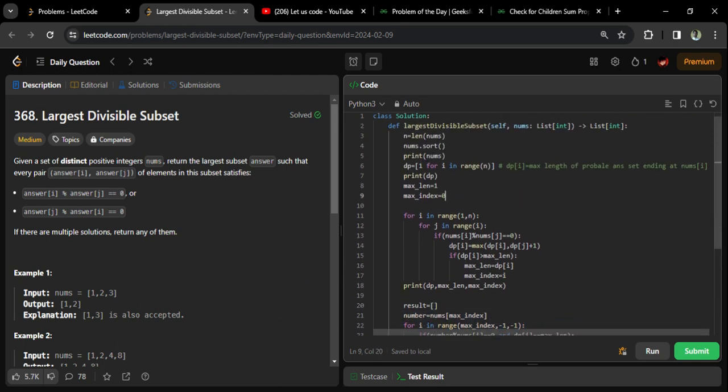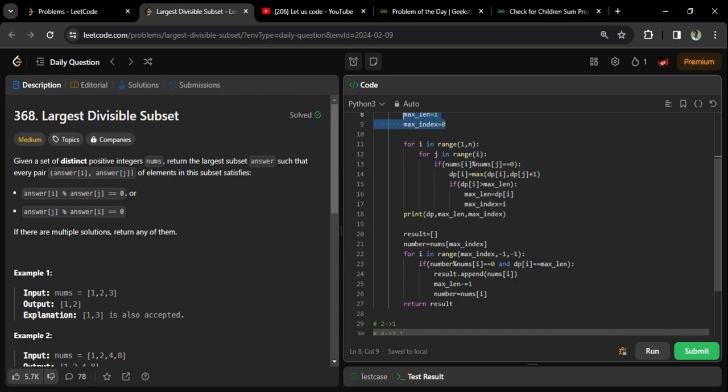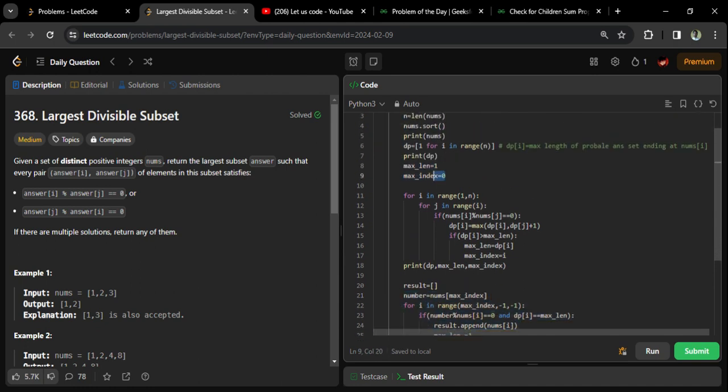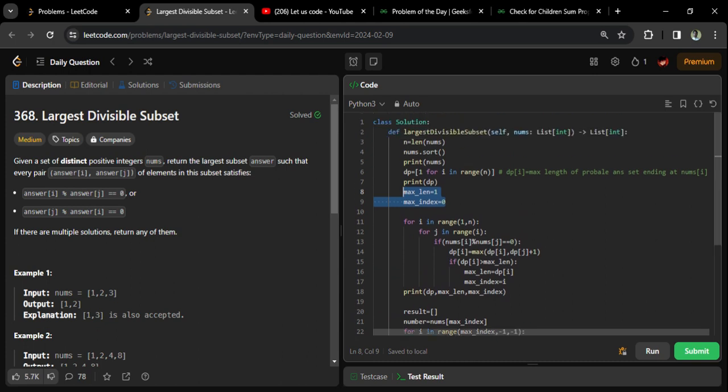See, the idea of taking these two things may not come to your mind initially. Why we are doing this is because at the time of backtracking, we need to track what our answers are. For that we need these two things. Okay, so yeah, fine. That was all for today.